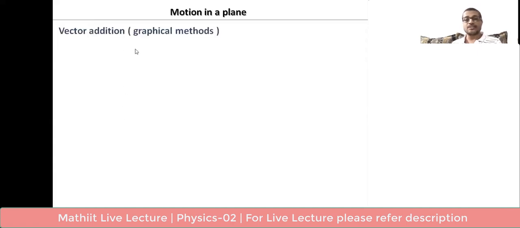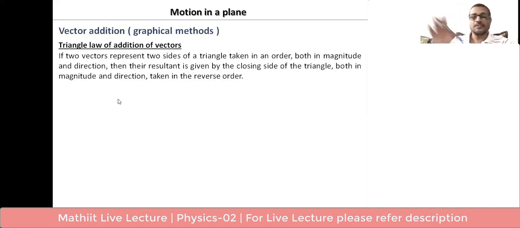Then, vector addition, graphical methods. Yesterday, we looked at the parallelogram law of addition of vectors. But today, we will first look at the triangle law, then go to the polygon law, then come to the parallelogram law. Triangle law of addition of vectors. Just read this statement to yourself. You don't have to read it out loud. Just quietly read it and see if you have understood anything.